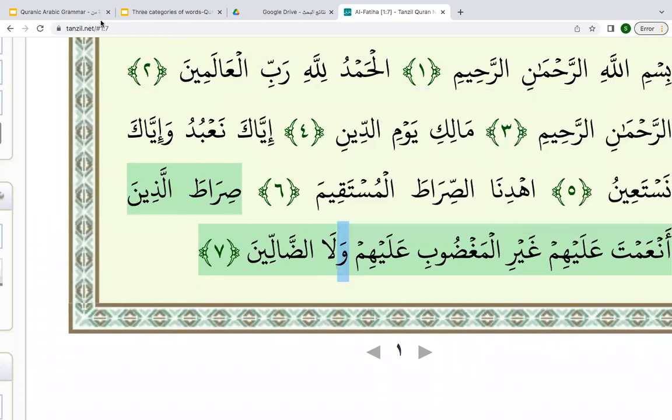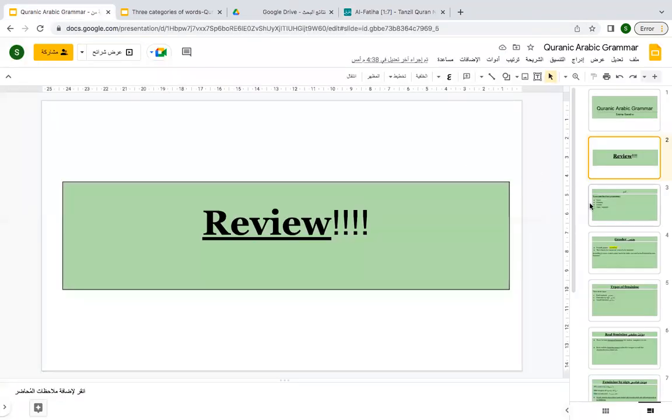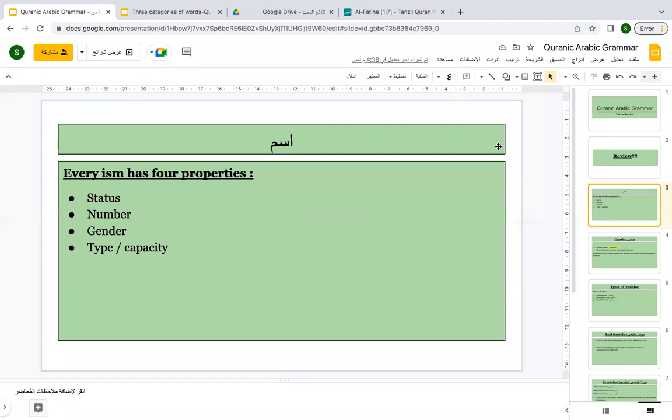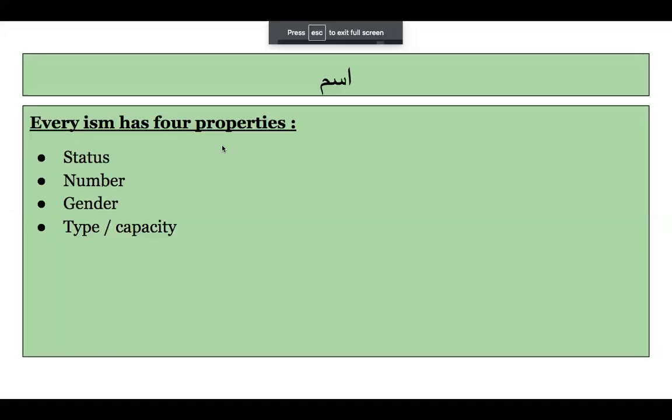Very well done. So now I'm going to start with the new topic, which is every ism has 4 properties. Every ism is going to have a status, it's going to have a number, and it is going to have gender, type, and capacity. What are the 4 properties every ism will have? Status, number, gender, type, capacity.